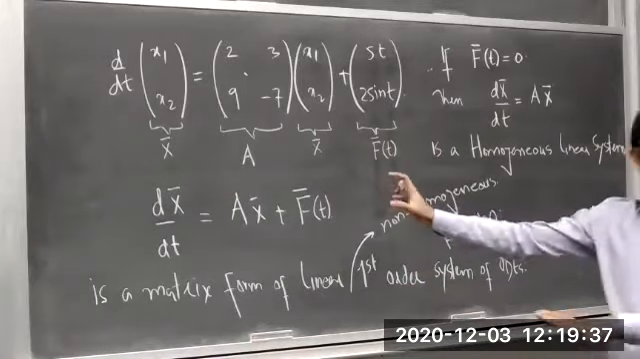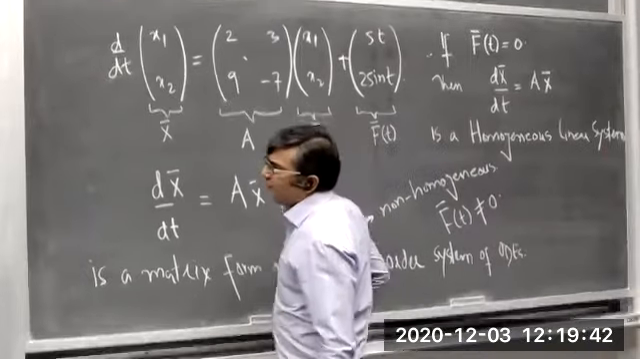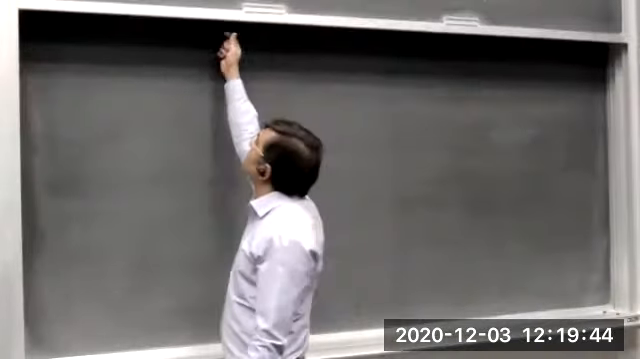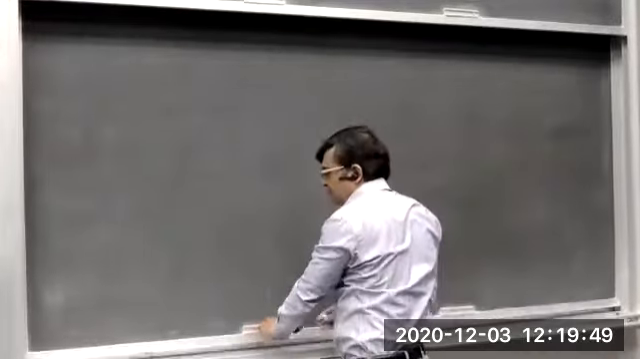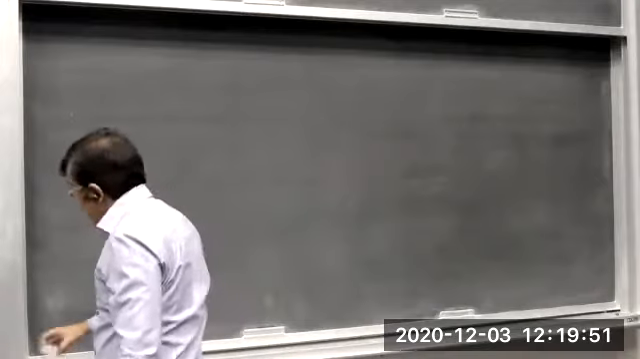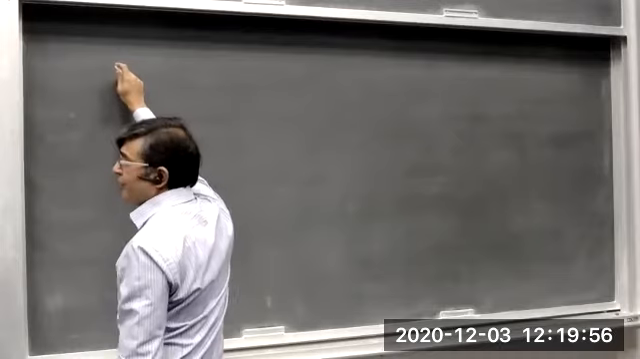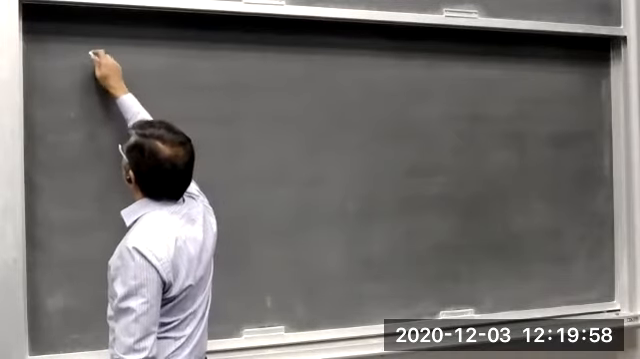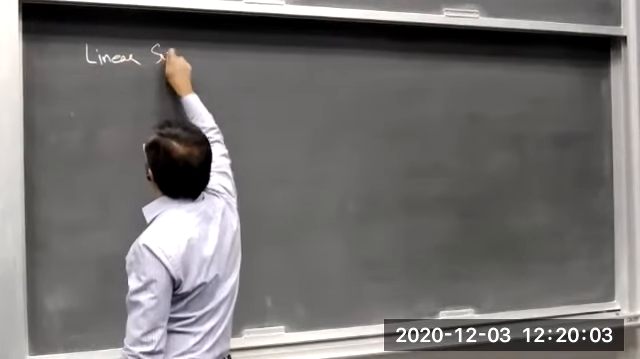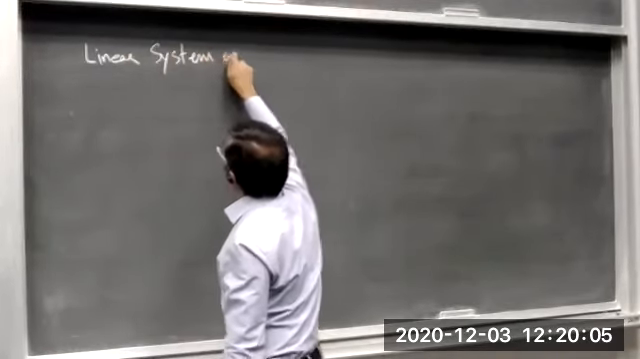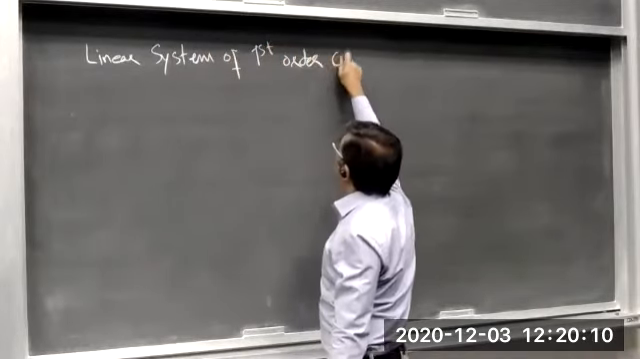I hope you get it. If you have any question, you can ask me. And in general, a linear first order system can be written in this form. A general linear system of first order ODEs.